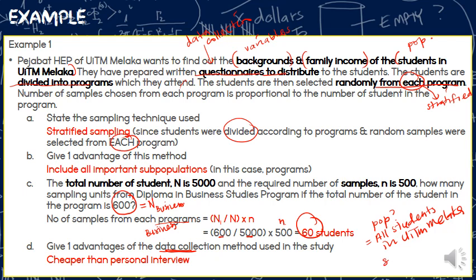Kalau dia tanya, what is your sample? Sampel you adalah 500 student in UiTM Melaka. Okay, bila bagi jawapan, kena bagi jawapan dengan lengkap. Kalau dia tanya awak, what is your variable? Variable awak will be student background and also student family income.